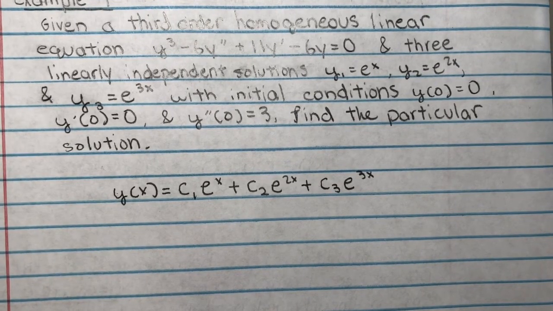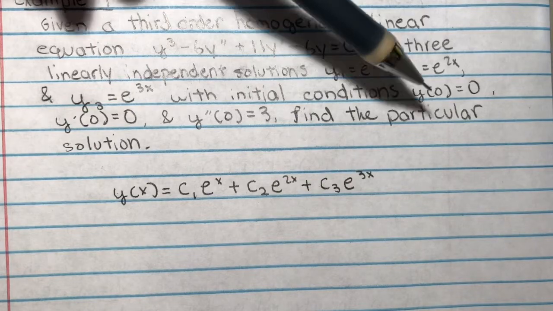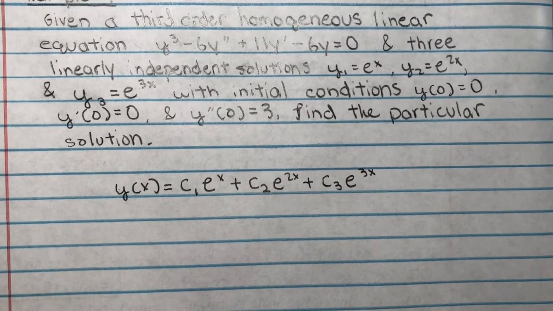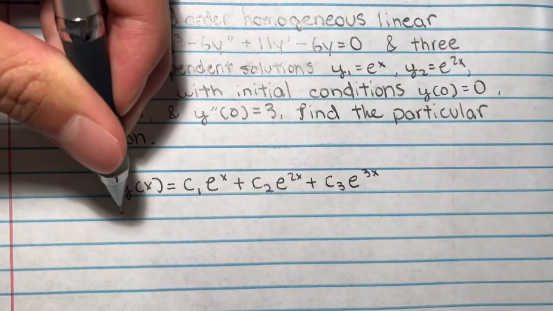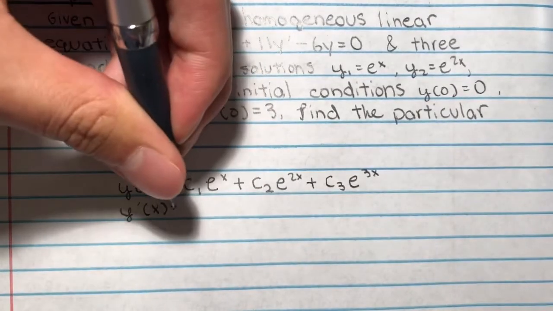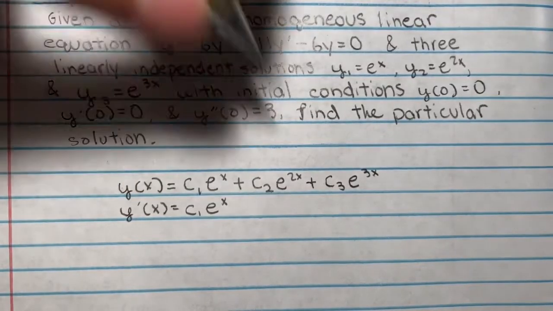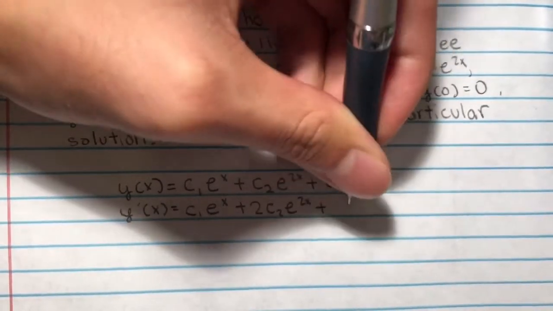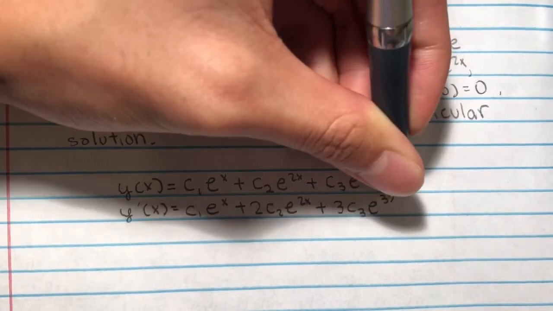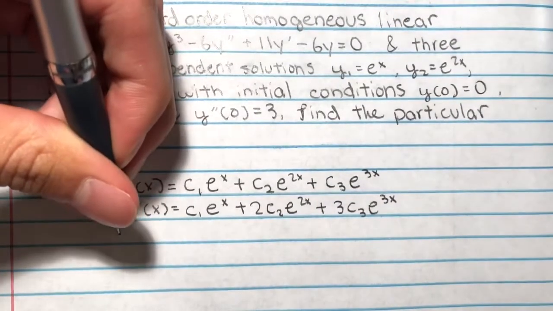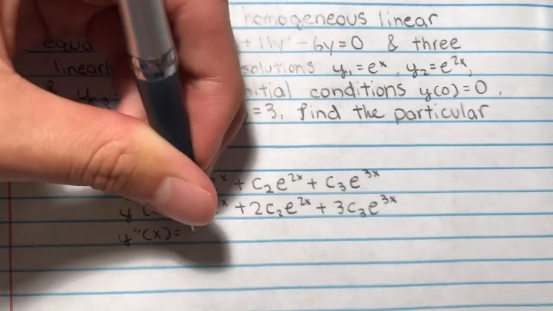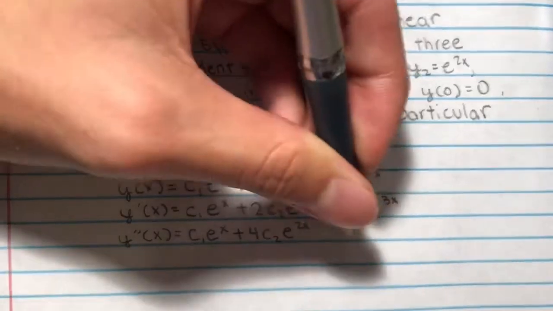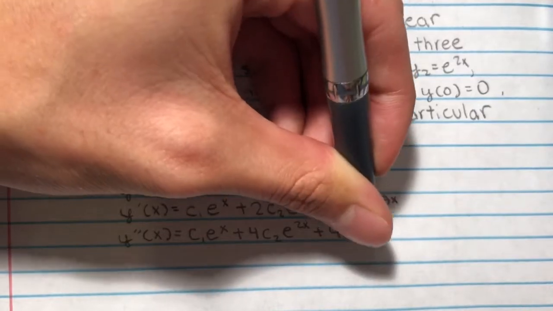Now, because we are given the initial conditions, y of 0 equal to 0, and y prime of 0 equal to 0, and y double prime of 0 equal to 3, we're going to find y prime and y double prime. So y prime of x is equal to c sub 1 e to the x plus 2 c sub 2 e to the 2x plus 3 c sub 3 e to the 3x. Now for y double prime of x, c sub 1 e to the x plus 4 c sub 2 e to the 2x plus 9 c sub 3 e to the 3x.